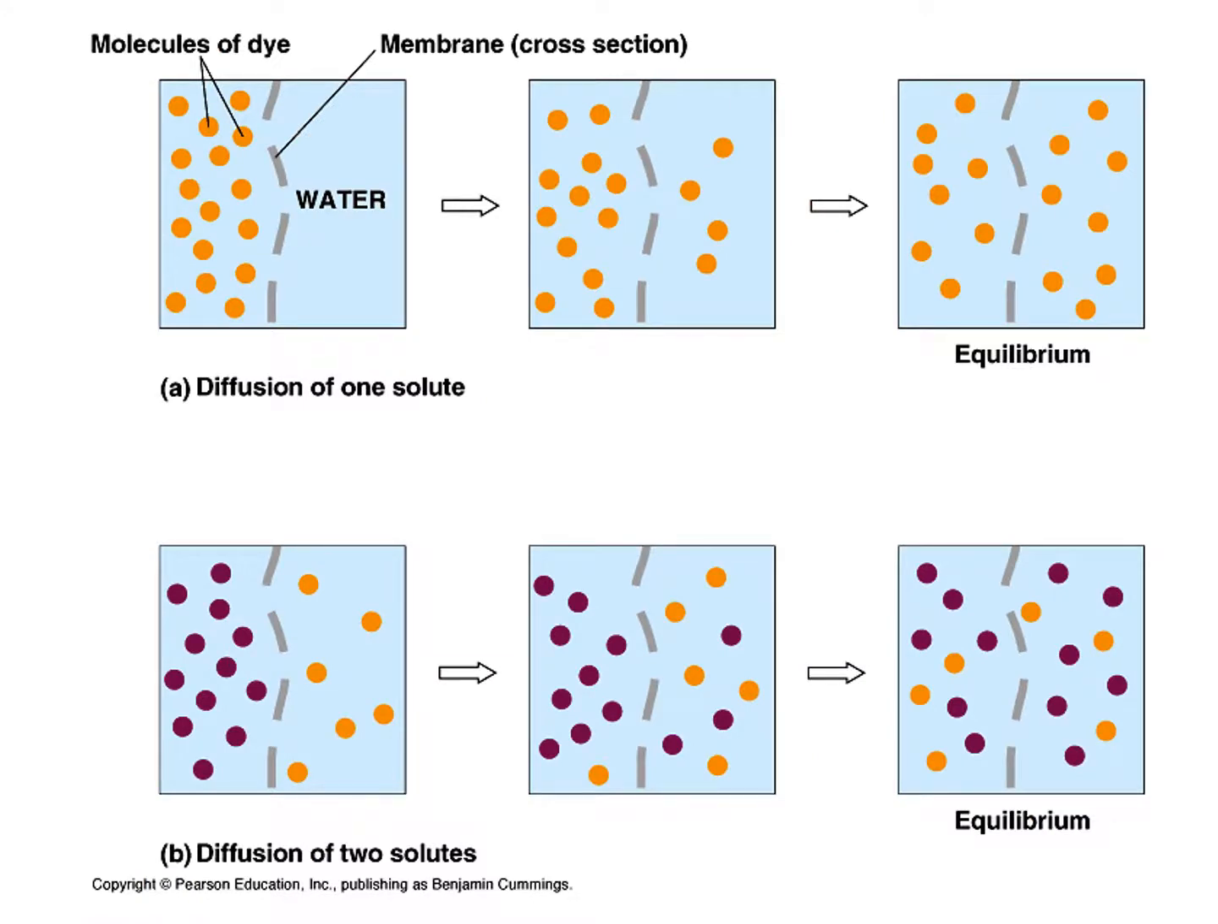This is going to be a sample of how different solutions would diffuse through a cell membrane. On the top, we have molecules of a dye with a membrane. Here, the membrane is permeable to it, and so it will cross through until it is equal on the far side. Now, when we have a diffusion of 2 solutions, we're looking at both solutions moving and diffusing across to where it's equal across both sides.